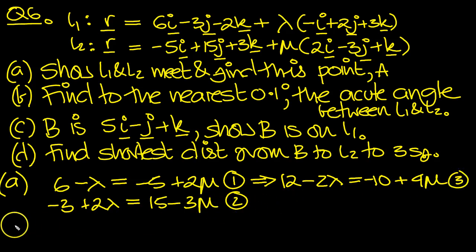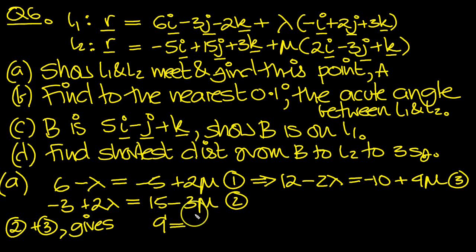Now, this is number 3, now we can label it. If we add 2 and 3 together, we're doing that because the lambdas will cancel. 12 minus 3 is 9, is equal to, on the other side, 15 minus 10 is 5. Minus 3 mu plus 4 mu is just mu. So straight away that tells us what mu needs to equal if the lines are to intersect. 9 minus 5 is 4.